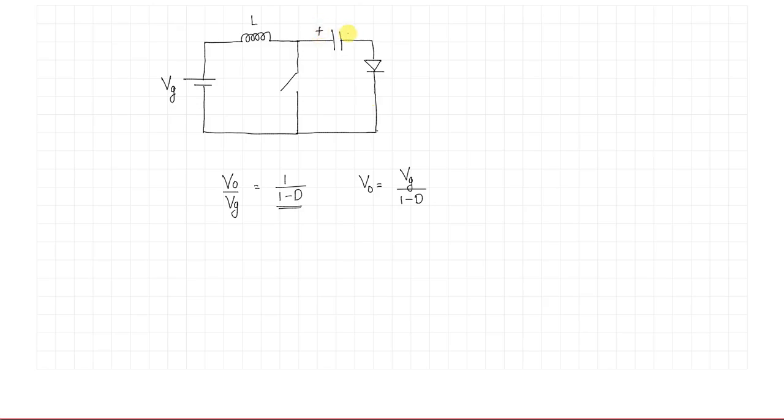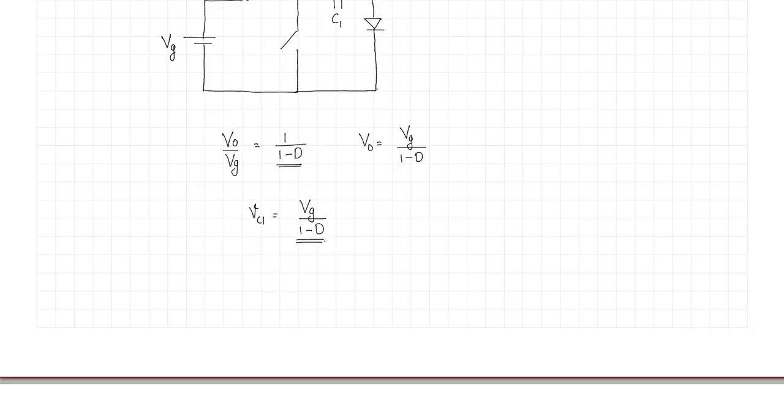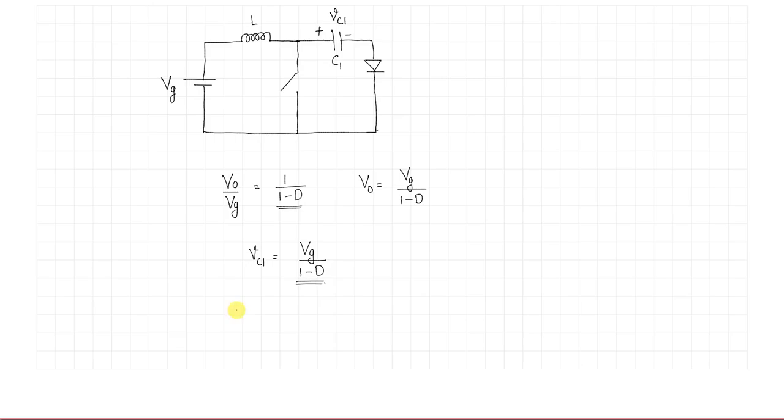So you will end up with a voltage. Let us now call this voltage VC1. This capacitor we call C1, and this voltage across the capacitor VC1. So what then would be the value of VC1? Again, VC1 would simply be equal to VG divided by 1 minus D. Now if that is the case, let us look at what would be the voltage across this diode. Let us call this D. What would be the voltage across this diode D?